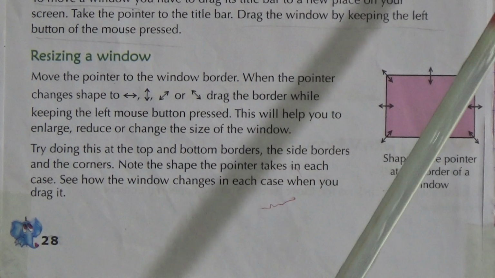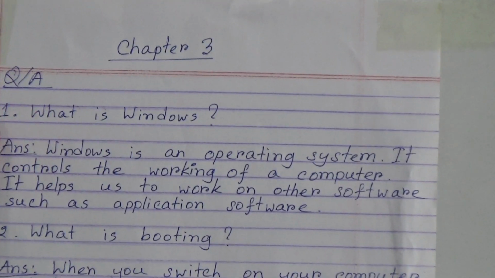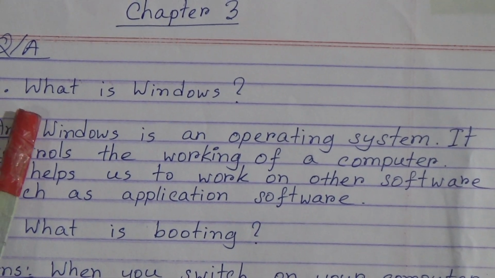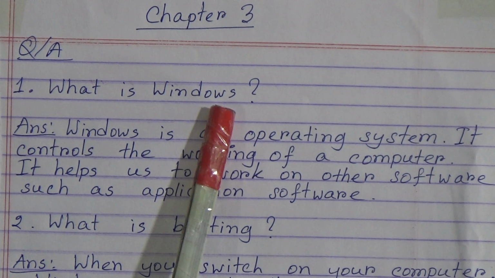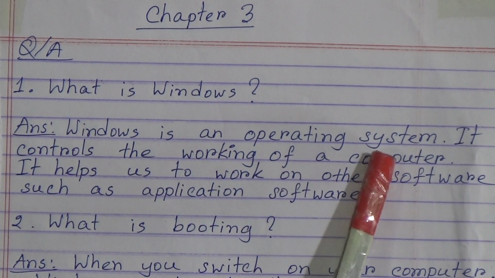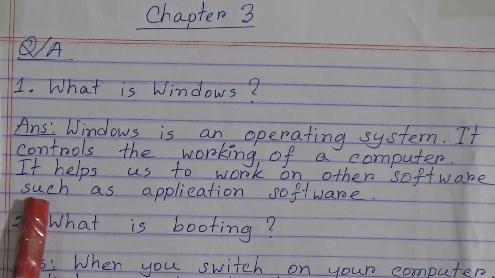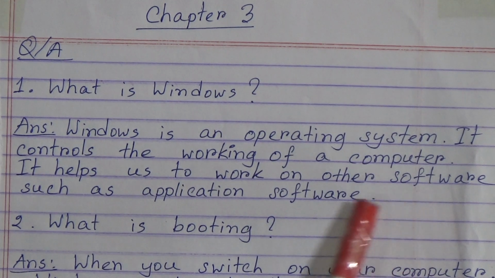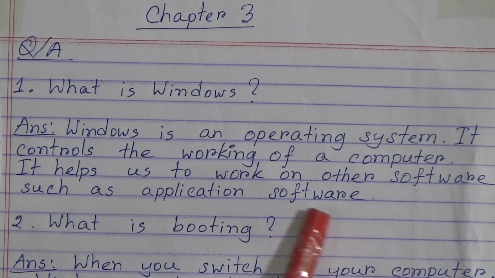Okay dear students, let's look at the question answers of this chapter. Question number 1 will be homework today for you. There are 3 questions today. Number 1, what is Windows? Answer, Windows is an operating system. It controls the working of a computer. It helps us to work on other software such as application software.